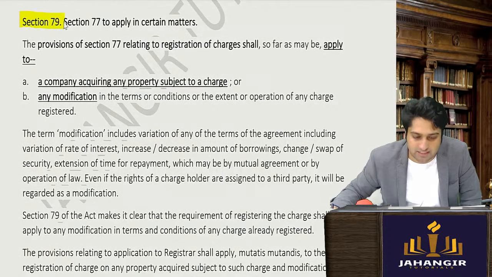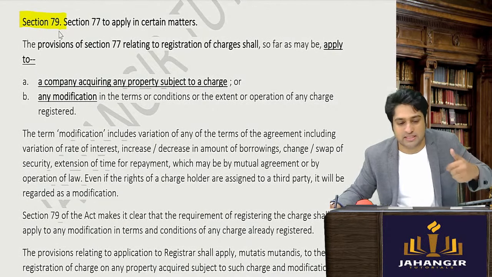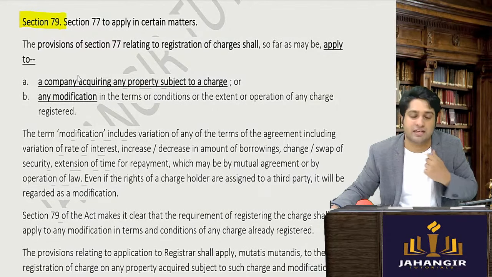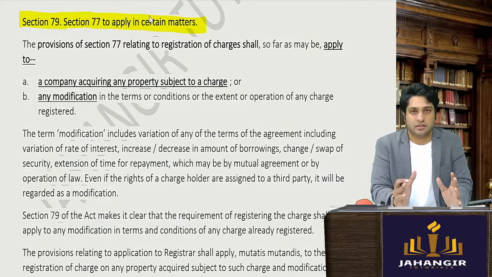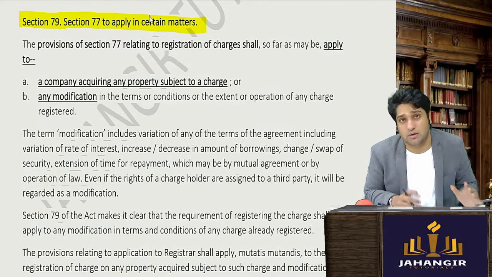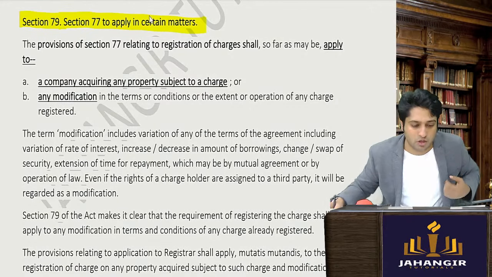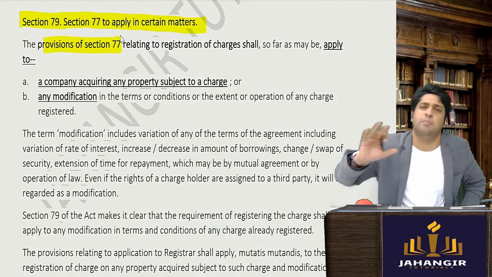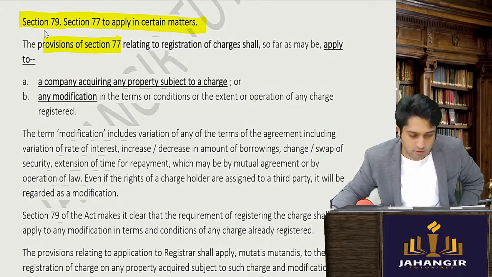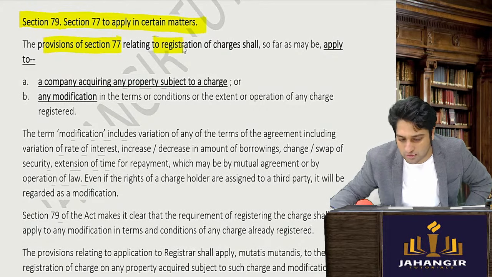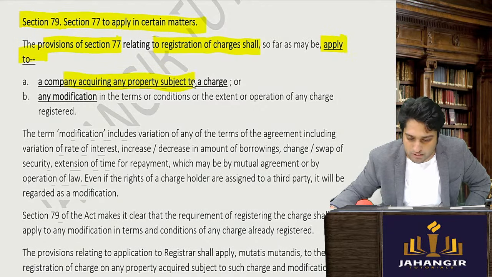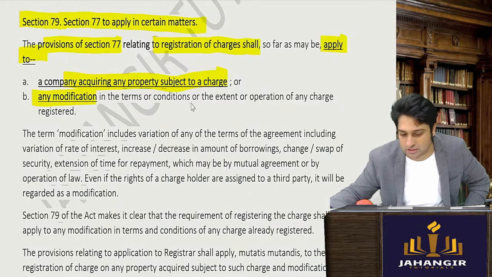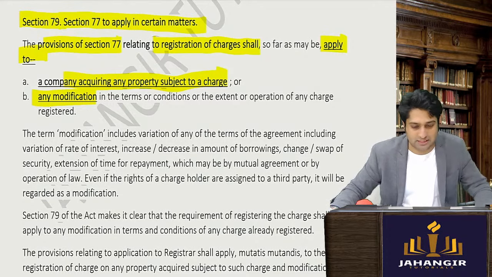Now section number 79. So 77 is super simple, 78 simple, now 79. Now 79 has a very interesting concept, but I don't think many people understand this section. I'll read it plain and I'll ask you a question. The provisions of section 77 relating to registration of charges shall apply to a company acquiring any property subject to a charge or any modification in terms or extent of operation of any charge registered. So this is section 79.